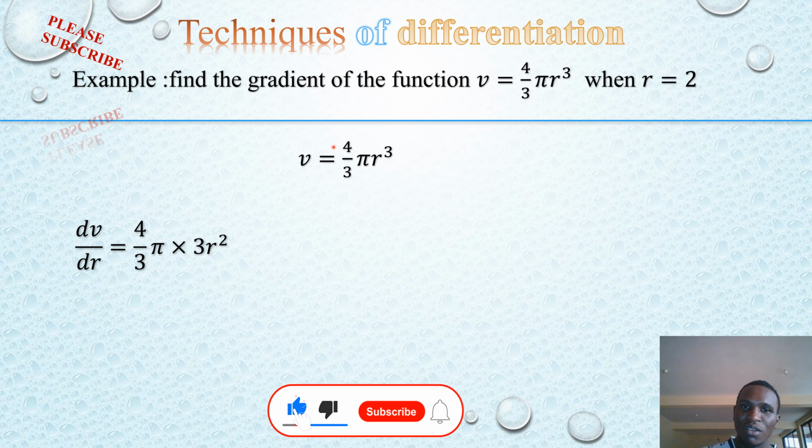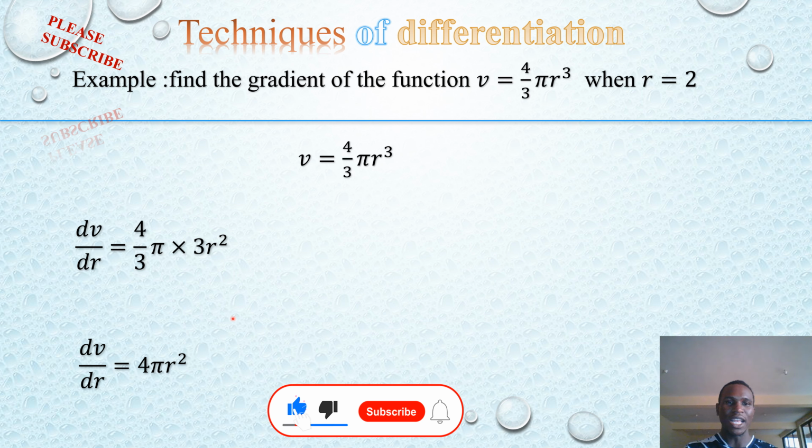be equal to what? 4 on 3 pi is a constant. We'll keep it as we said. And we differentiate r cubed, V with respect to r cubed. So now, the same techniques apply, okay? The same techniques. I copy the power and then I reduce it by 1. So it becomes 3r squared. Very simple like that. Then now the 3's can cancel out and I have 4 times pi times what? r cubed. That will give me what? 4 pi r squared. Sorry, 4 pi r squared, yes.